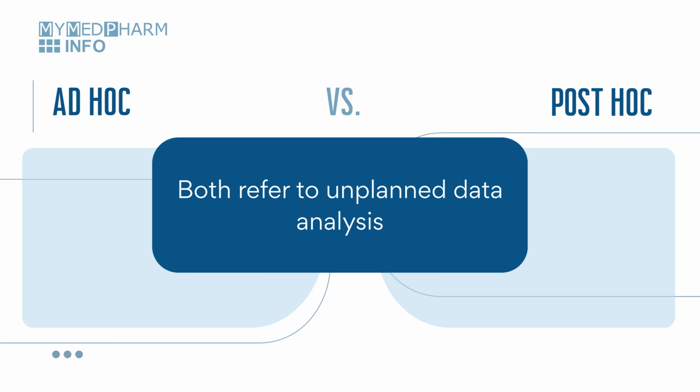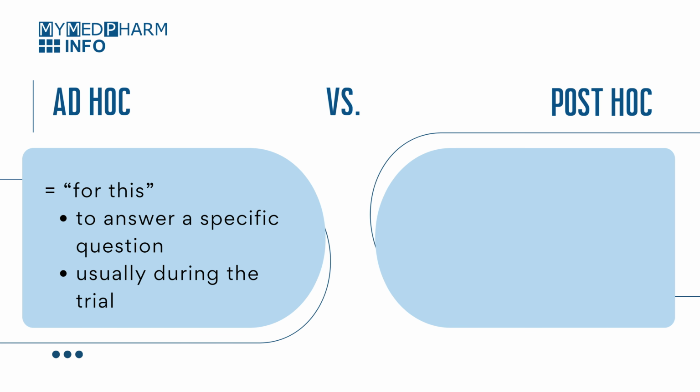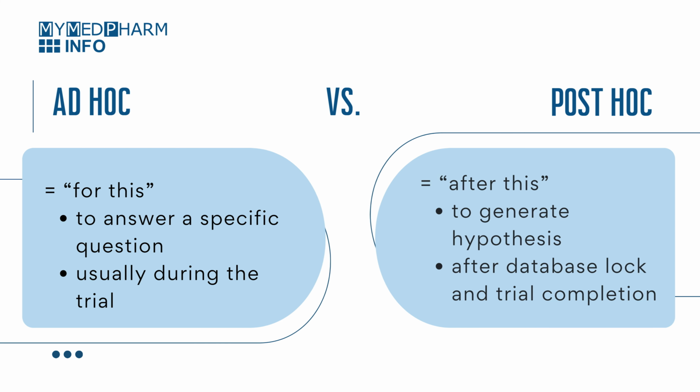What's the difference between them? Well, ad hoc translates from Latin as "for this," and refers to when necessary or when needed to answer a specific question. This analysis can occur both during and after a clinical trial. And post hoc translates as "after this" and refers to unplanned retrospective analysis. Post hoc analysis is always conducted after study completion.